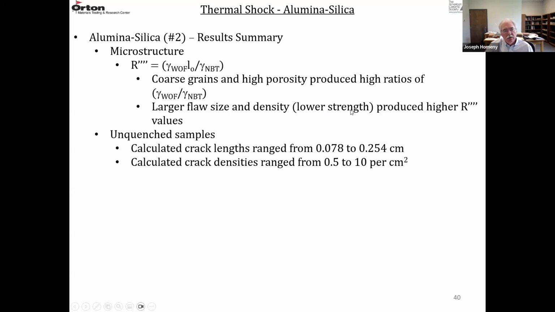They had lower strength. They had higher R4 prime values. But for some reason, they never made the plot of retained strength versus R4 prime. And then the unquenched samples, they did a calculation for this crack length. The cracks range from 0.078 to 0.254 centimeters. And then they calculated crack densities, 0.5 to 10 per square centimeter.